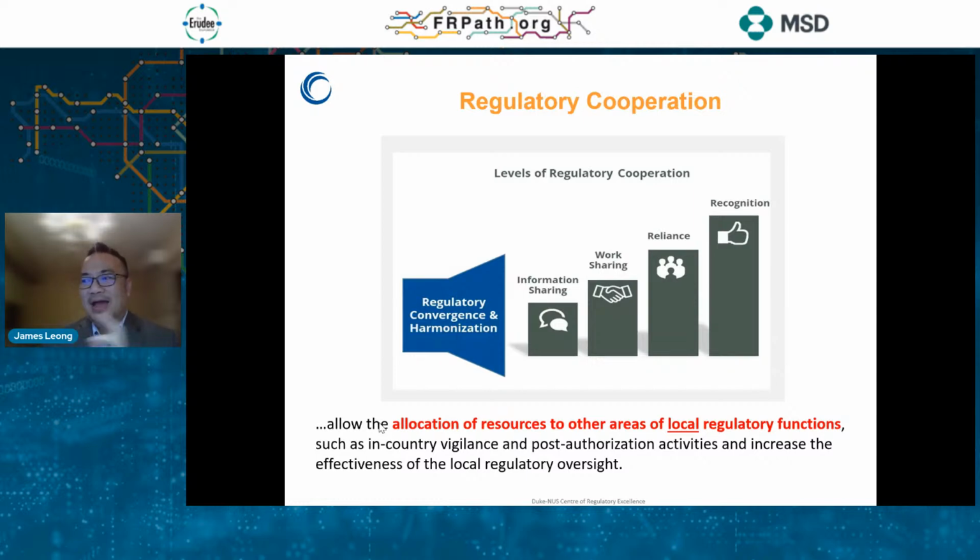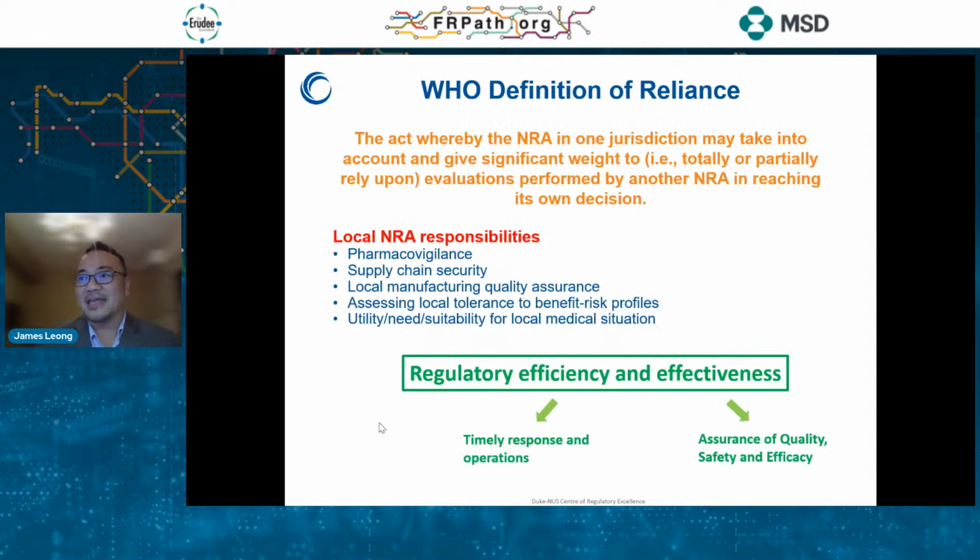So, why do we want to do this? It is because we always have limited resources. Nobody, including the US FDA, can claim they have more than sufficient resources, but how do we actually have effective use of the resources? And as Melissa has also talked about, how do we use this in the best area? And some of these areas, in fact, require more resources because it is, in fact, the local responsibility of the regulators to ensure all these roles are actually well taken care of. And in this slide, you will see some of these. So what we call the local NRA responsibilities.